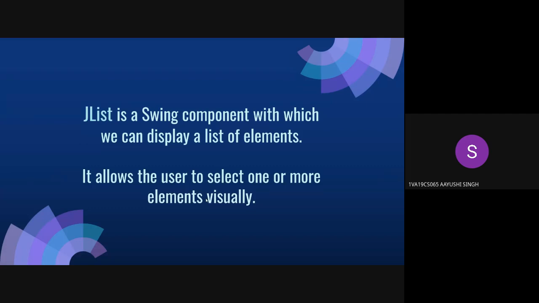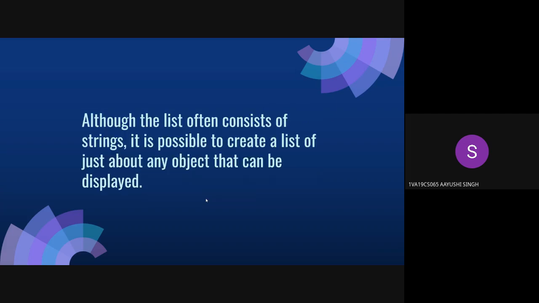JList inherits the JComponent class. JList is an easy way to display an array of vectors. Although the list often consists of strings, it is possible to create a list of about any object that can be displayed.